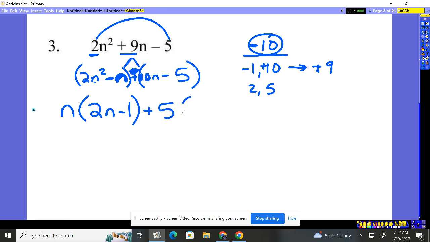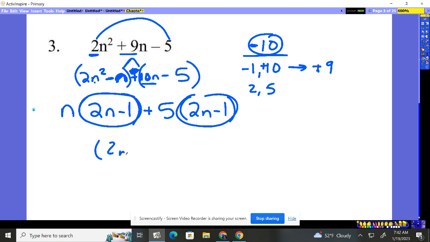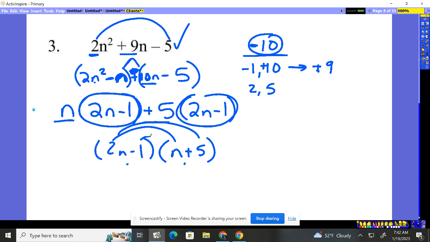Now I come to this piece, 10 and 5. Well, a 5 factors out. What's left behind? A 2n, because 5 times 2n gives you the 10n, and 5 times a minus 1 gives you the 5. Notice that we have the same thing here. So we technically are factoring that out, and then we're left behind with this n plus 5. And there we have now factored it. And we could check, does this binomial times this binomial give us this trinomial? You could distribute through all the pieces, and you'll see that, yes, it does.